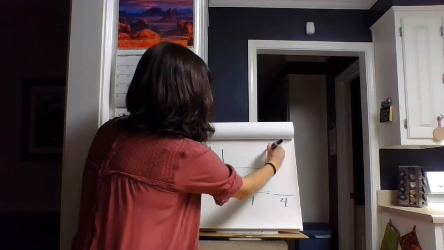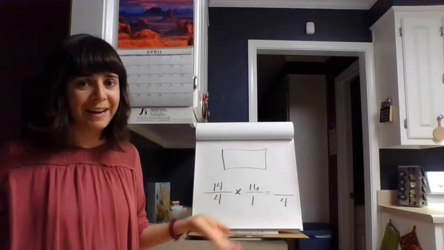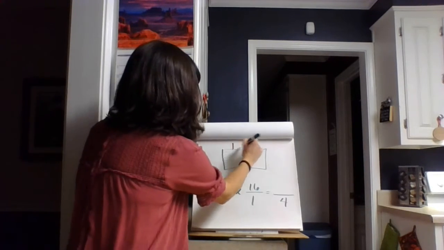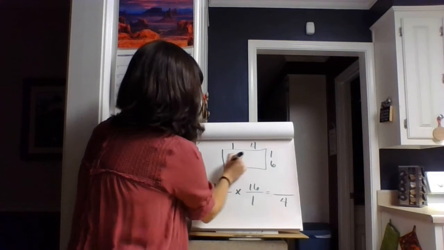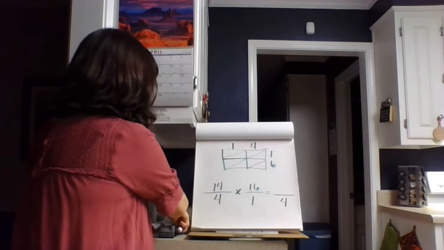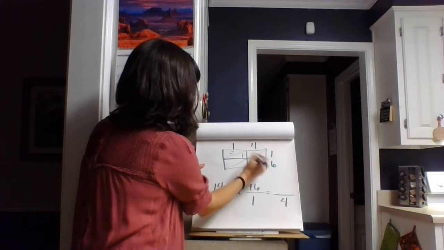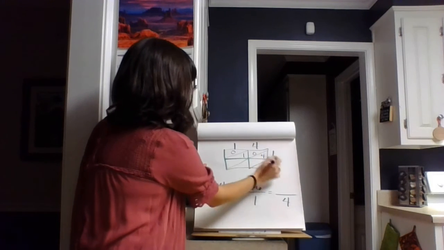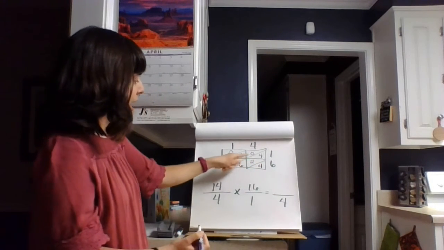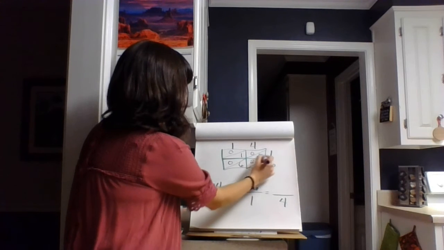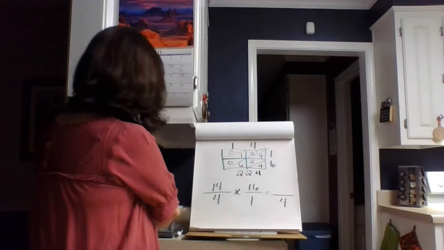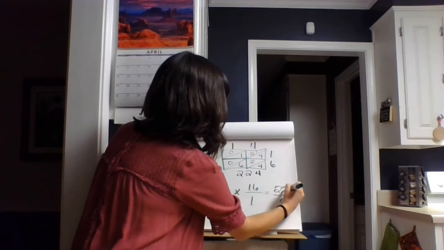I'm actually going to use the lattice method because I used the standard algorithm already, and I really like doing all the different methods just to keep my brain malleable. And so I'm going to use the lattice method, 14 times 16. You can use whichever method you prefer. Okay, so then 1 times 1 is 0, 1. 4 times 1, 0, 4. 1 times 6 is 6, and 4 times 6 is 24. And then I'm going to add my diagonal rows. So I have 4, 6 and 4 is 10, plus 2 is 12, 1, 2, and then 0. So I have 224 over 4.